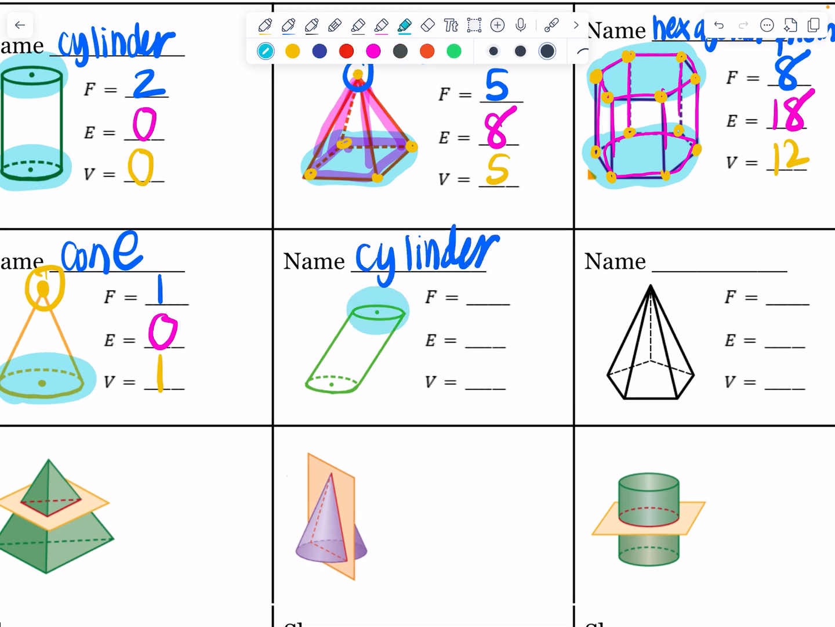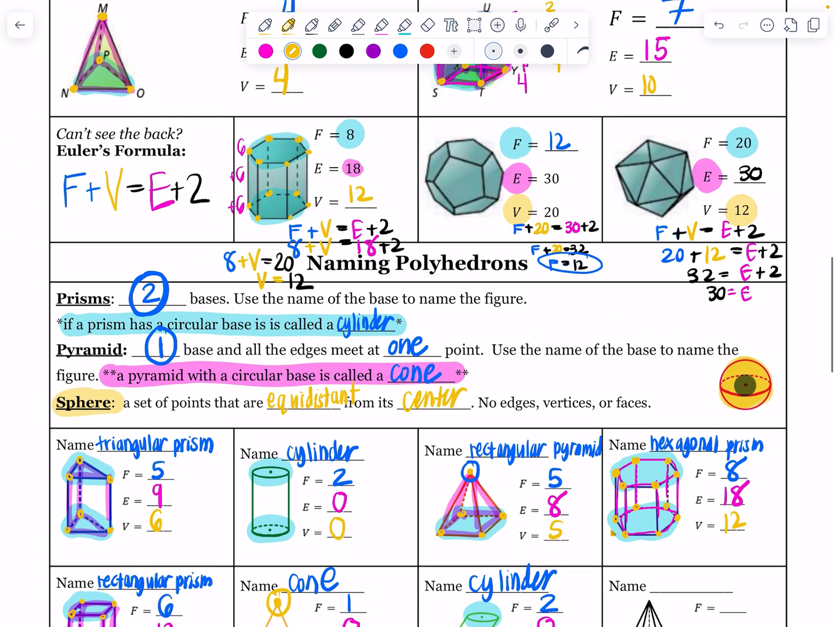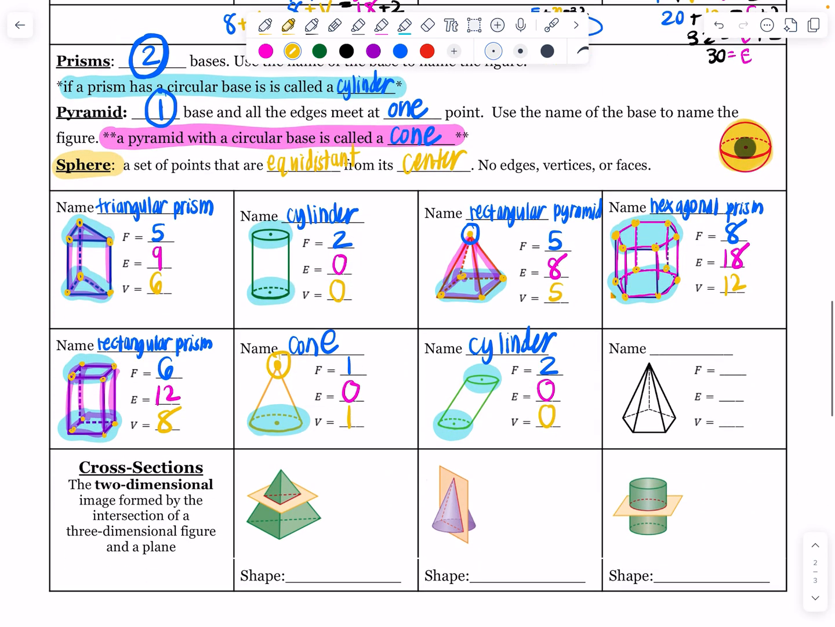It has circular bases, and so we're going to call those the faces. They're going to be 2. My edges, it's going to have 0 edges. There's no flat spaces, and there's no vertices. Okay? So circular faces, but it does not have any edges, and it does not have any vertices. Okay? All right, what about this next one?